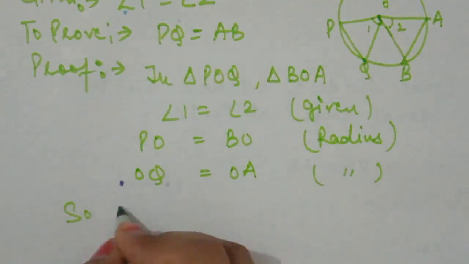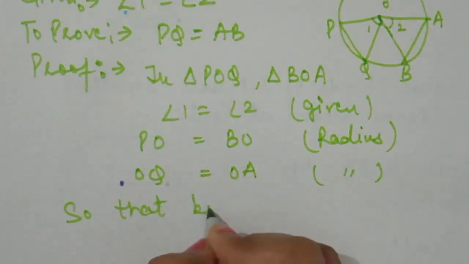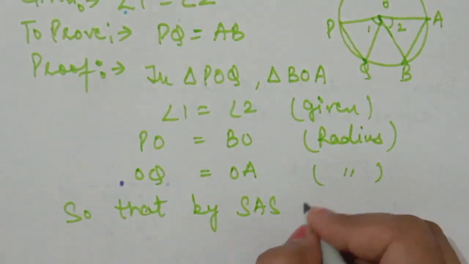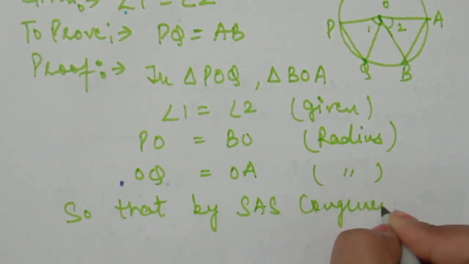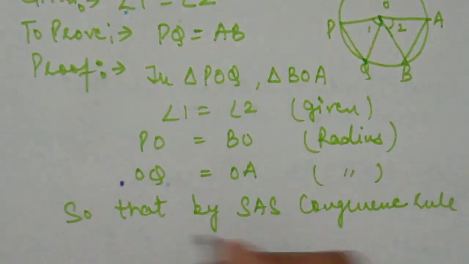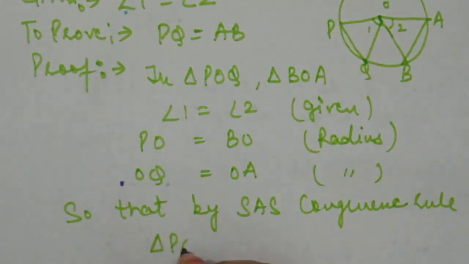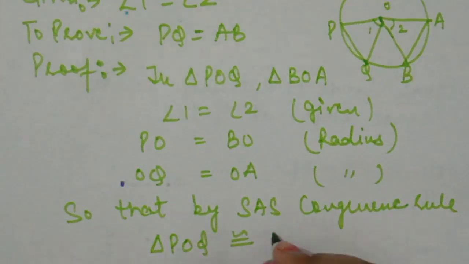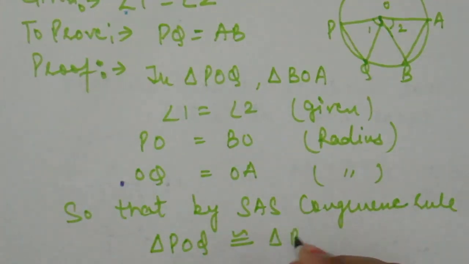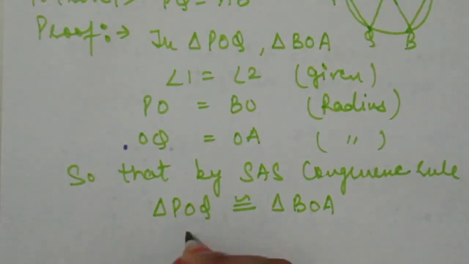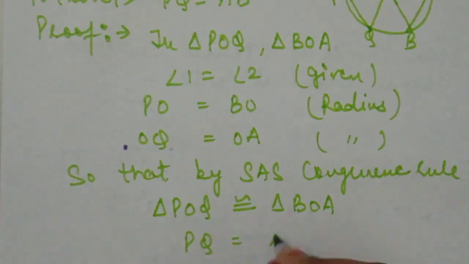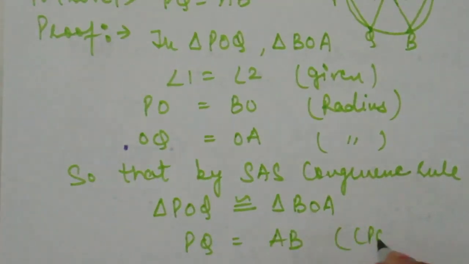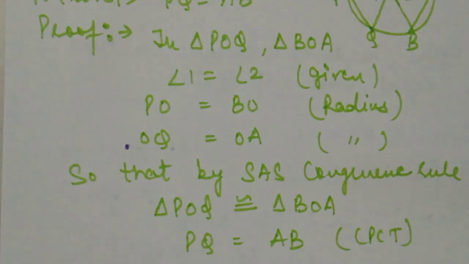So students, by SAS congruence rule, we have triangle POQ congruent to triangle BOA. So these two triangles are congruent, then definitely by CPCT we can take PQ is equal to AB. Now the theorem is proved.